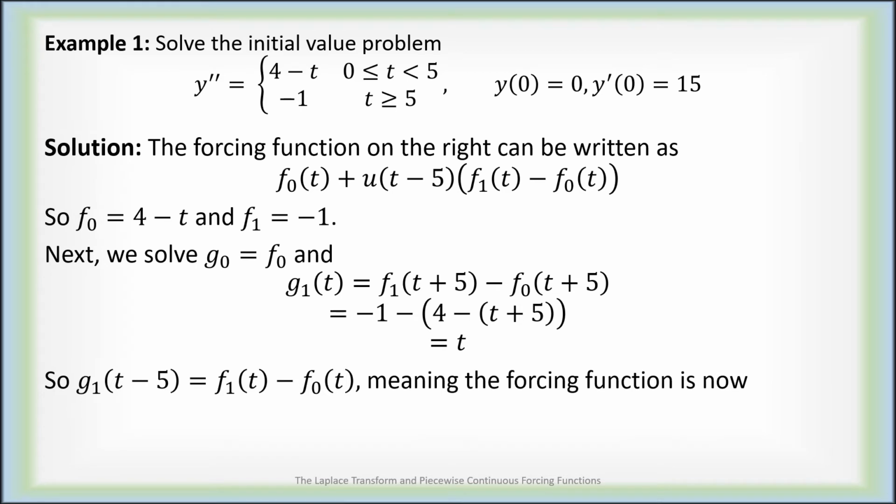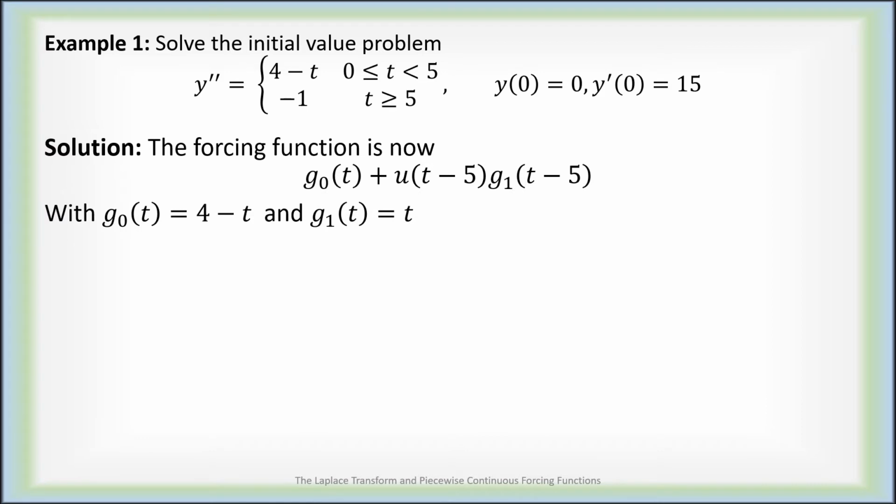So g1 of t minus 5 is f1 of t minus f0 of t, which means the forcing function can now be written as g0 of t, the first bit, and then at time 5, add in the function g1 of t minus 5. The function we are adding in cancels out the f0 and introduces the f1, where these plus 5s are exactly meant to counteract this one right there of a minus 5. So overall, we have g0 of t plus u of t minus 5, g1 of t minus 5.